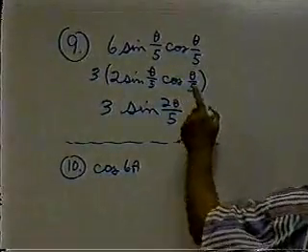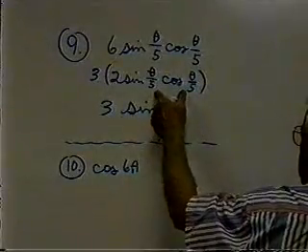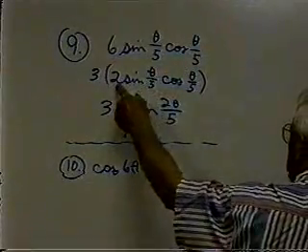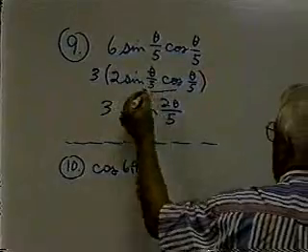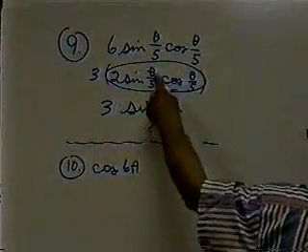What I'm trying to make a point of is if we have sine times cosine of the same angle, if we can get a 2 there, then all of that is replaced with the sine of double whatever this angle is right here.